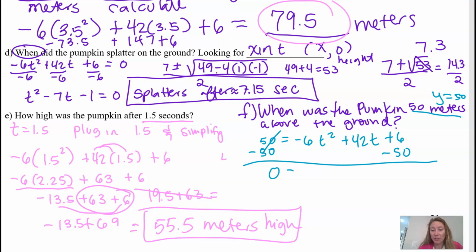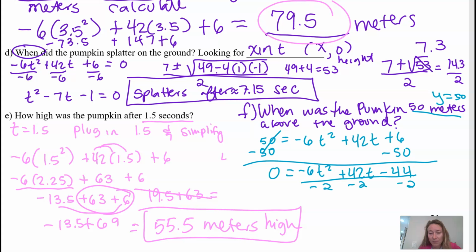And now I have it equal to 0 so that I can either use factoring or the quadratic formula to solve this. So we've got negative 6t squared plus 42t minus 50 plus 6, minus 44. And so I'm going to divide to make these numbers smaller because the math will be easier that way. These are all even, but they're not all divisible by 6. I'm going to divide everything by negative 2. In case this factors, I'd like to have a positive coefficient.